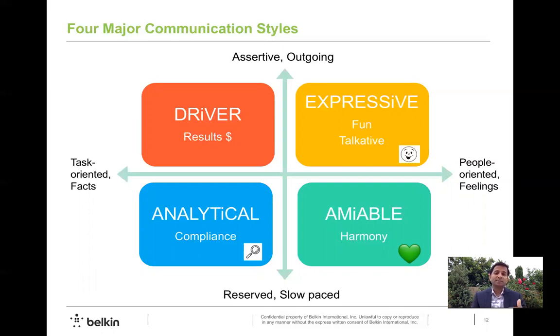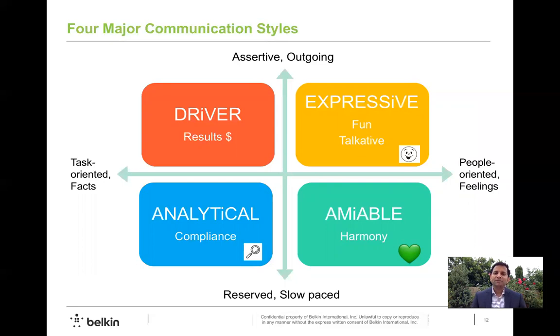But then we divide the bottom half from the top half. The analytical and amiable styles are what we call reserved behavioral styles. They're naturally reserved and they prefer things the way they are. They rely more on their five senses, meaning they like to have as much information as possible before making any decisions. They're generally slower in making decisions, but they usually tend to get it right the first time.